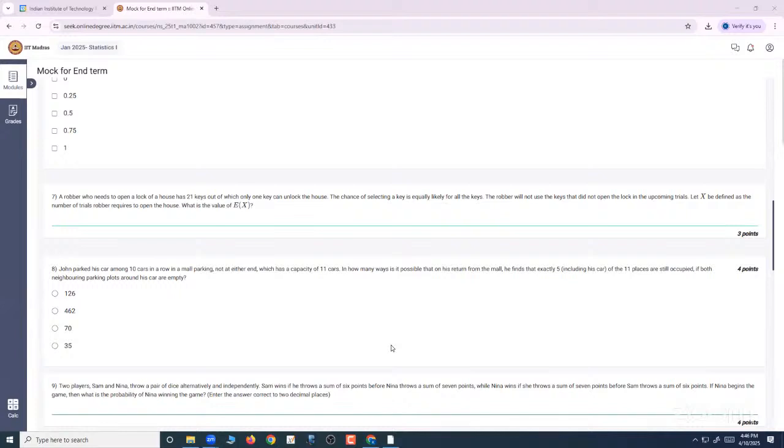70 would be the answer. Yes, correct. 70 is the answer. What about others? Yes, ma'am. 8C4, it will give 70. 8C4. So how did you calculate that 8C4? How did you get that?